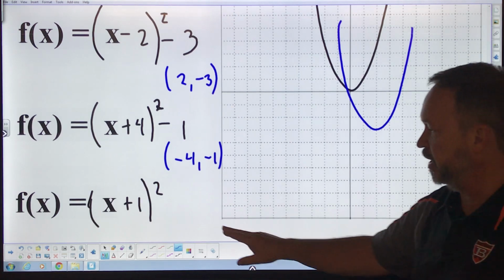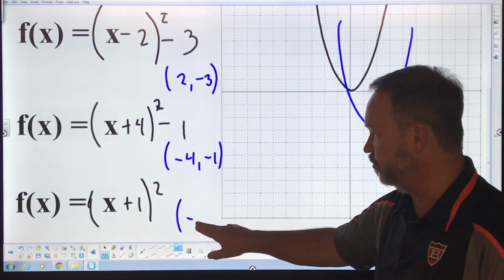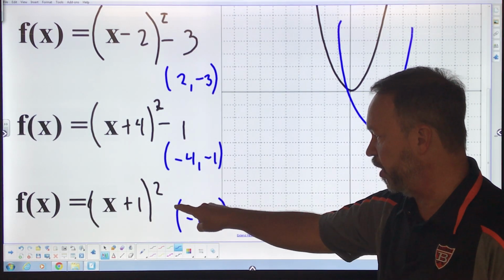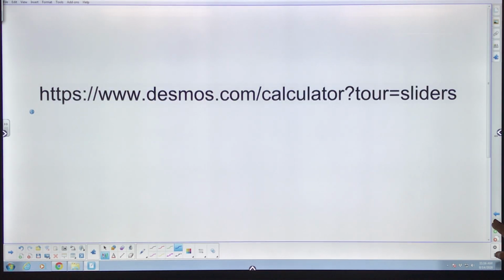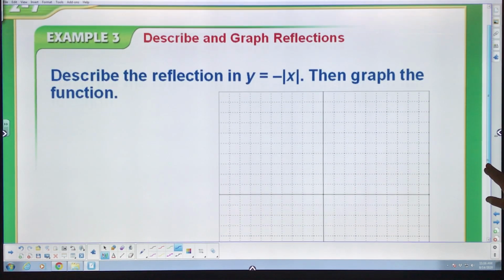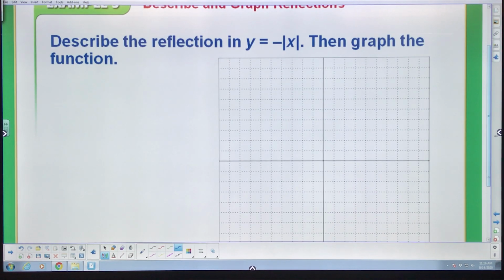Let's just finish up with this. The H is -1. The K is 0 because there's no number out here. But identifying the H and K is really, really easy for us to do. So describe the reflection in this one.